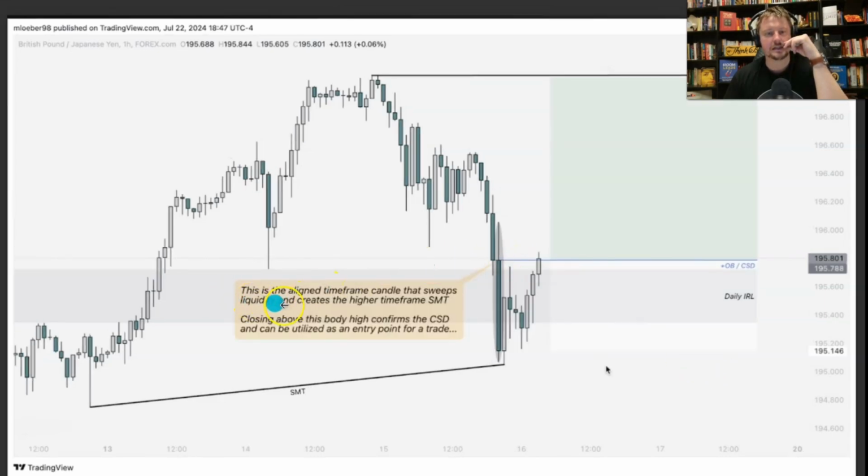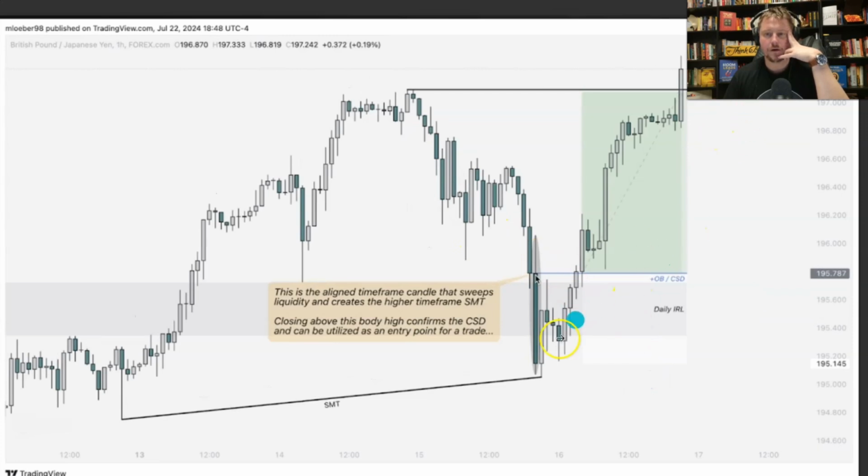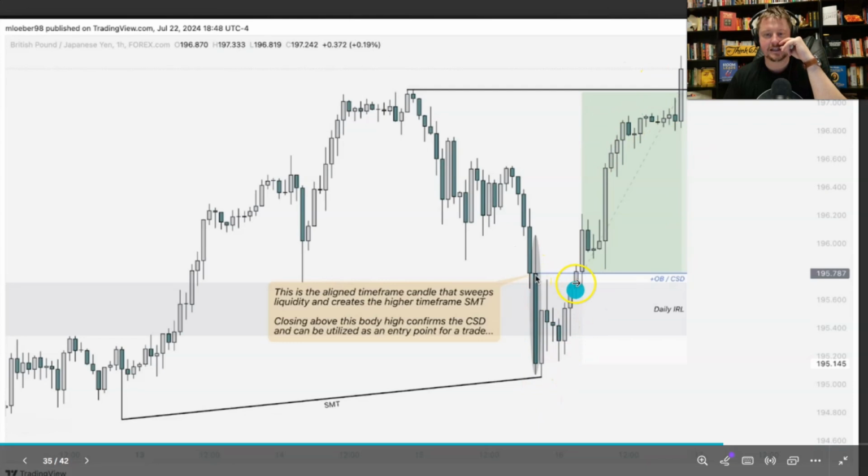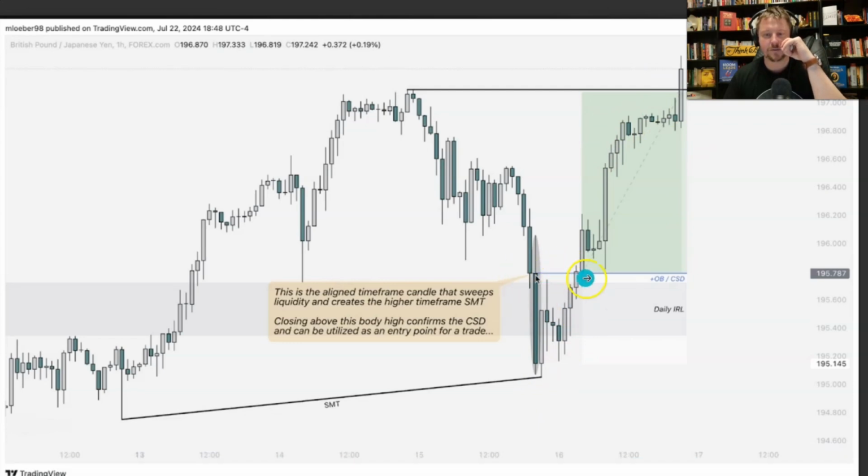Okay. This is the aligned time frame candle that sweeps liquidity and creates a higher time frame for the SMT. And again, we're looking at the body. I do typically put my stop loss at the wick on the bottom though. But at the top, I'm looking at entering at the body. Boom. Off to the races. To the moon. Right? And you see how sensitive, as soon as we park above that, we come back down, we test it, bam, off to the races. Big profit, big way to make a lot of money.